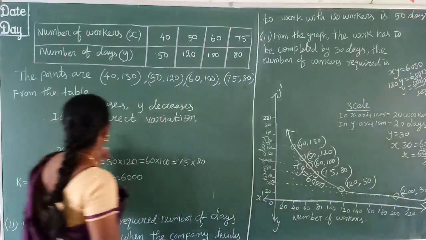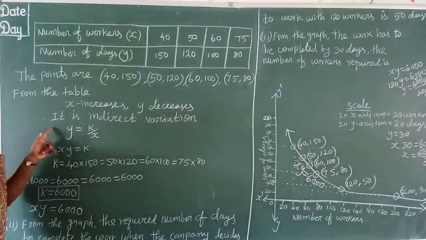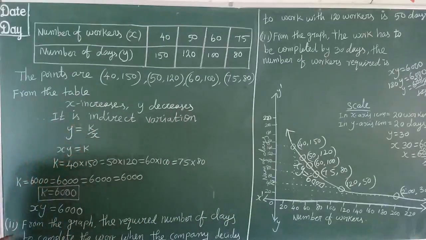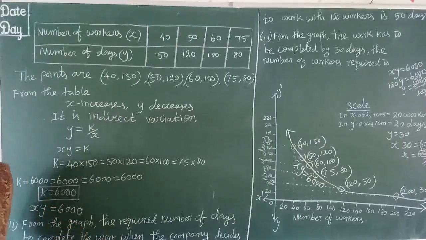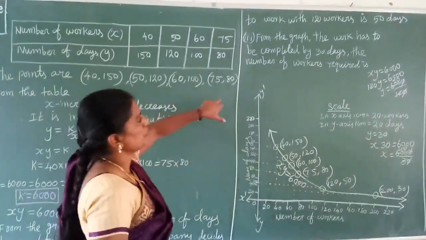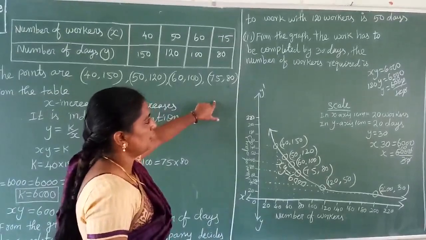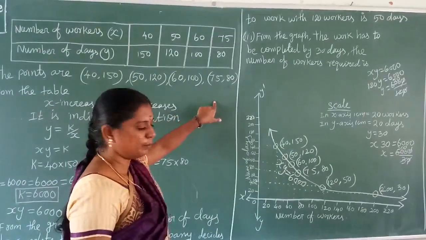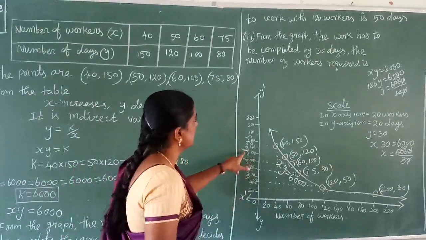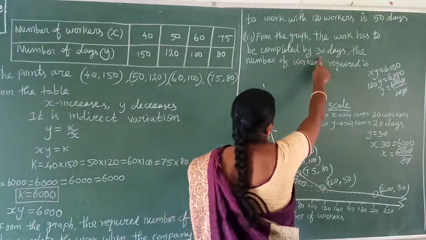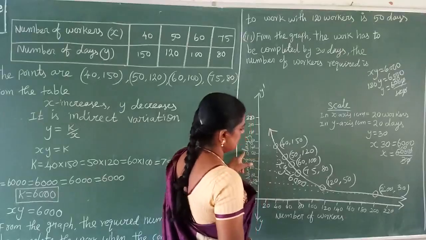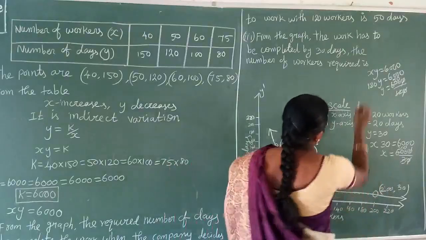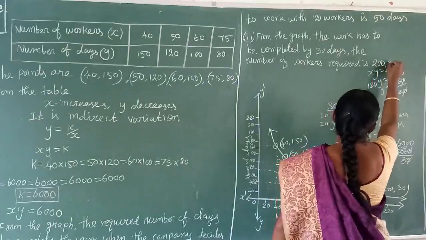So for the first option, what do you want to find? What type of variation? That is an indirect variation. Second one, the required number of days to complete the work when the company decides to work with 120 workers. So 120 workers complete the work in 50 days. Third option, 30 days using how many workers? 200 workers.